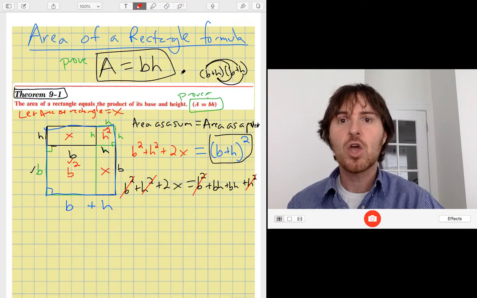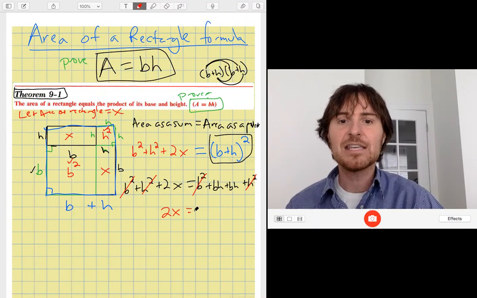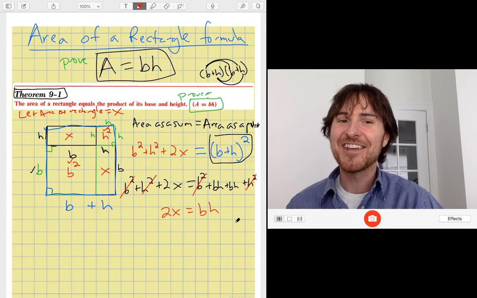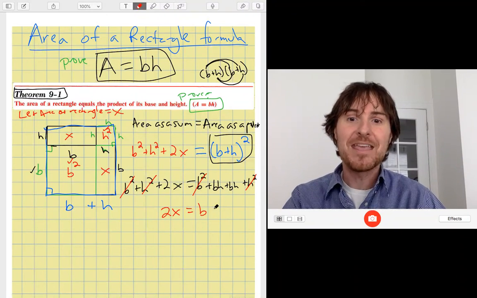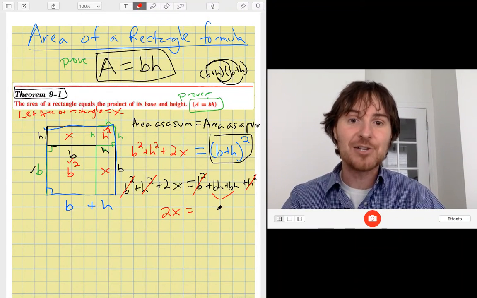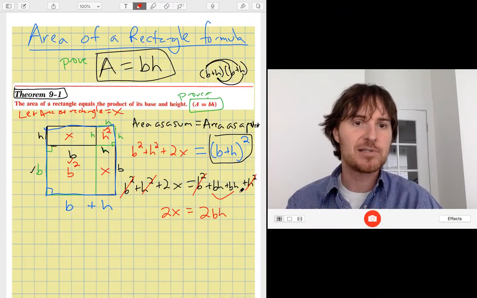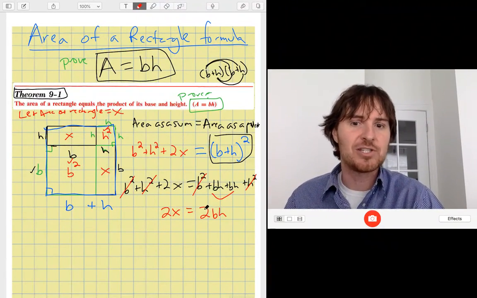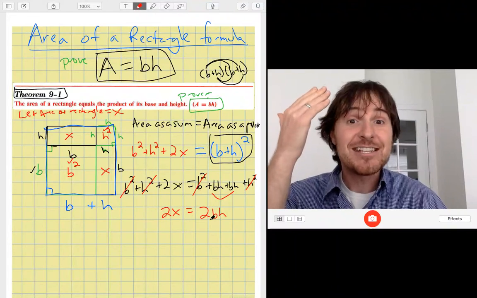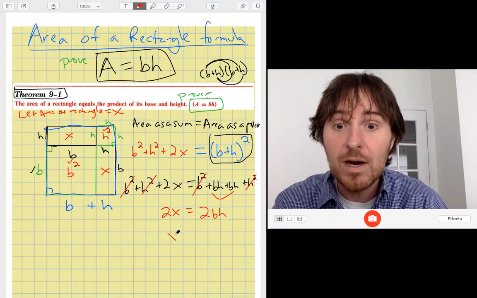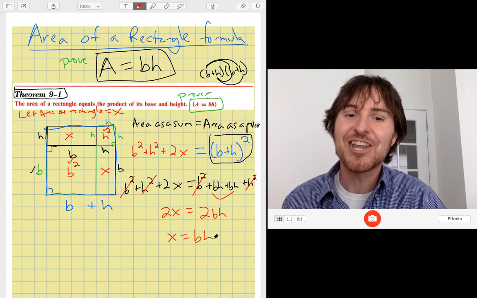What do we have left? We have 2x equaling, well, I'm going to combine like terms right here. 2bh, I have 2 bh's. I have bh plus another bh. Well, how many bh's do I have total? I have 2 bh's here. So 2x equals 2bh. Division property of equality, what does x equal? Well, it equals bh. And there it is.